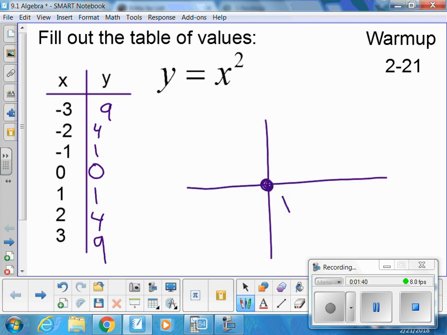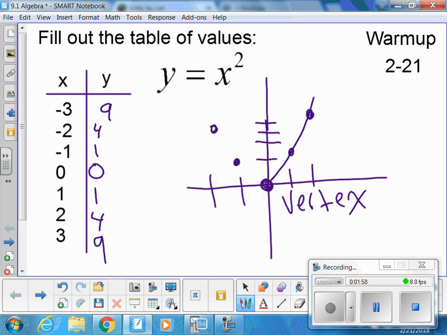0, 0 is called the vertex. That's our first keyword of the day. But then when you get to 1, 1, negative 1, 1 is kind of like its reflection image. Isn't that cool? And then 2, 4 will reflect over to negative 2, 4. So all these coordinates on the right have reflection images over on the left. Isn't that cool? This would be a right side up parabola.